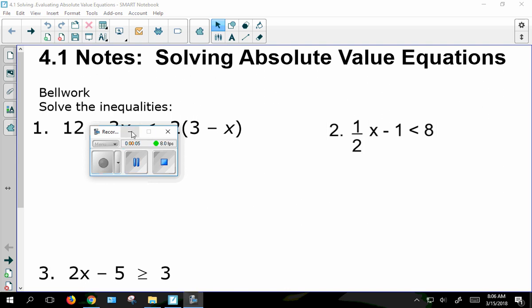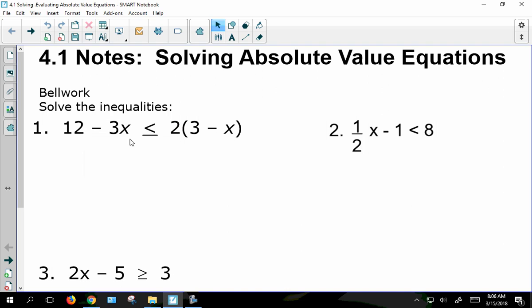Okay, this is lesson 4.1. We're going to be talking about solving absolute value equations. The toughest thing about this is you need to understand you're going to get two answers, because with absolute value, you have two answers. See, the absolute value, that's ugly.